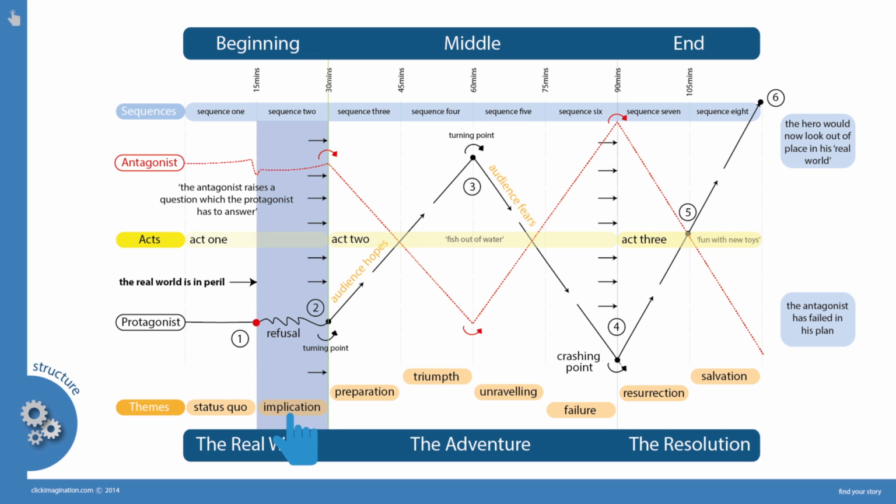Refusal is hugely important because it plants a seed in a viewer's mind that the hero could actually fail. It also highlights that the hero alone can stop the antagonist, thus binding them to the story.